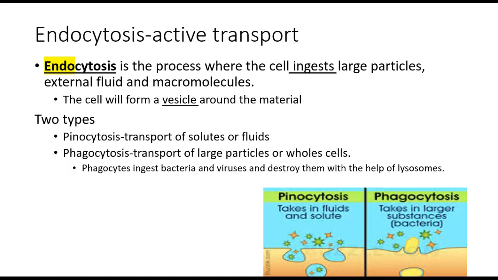So there are two types. There's pinocytosis and phagocytosis. For pinocytosis, transport of the solutes or the fluids. So that's the key terms there, fluids or things that are dissolved in a solution. And then phagocytosis is going to be large particles or whole cells. The phagocytes basically ingest bacteria and viruses and then destroy them with the help of the lysosomes.